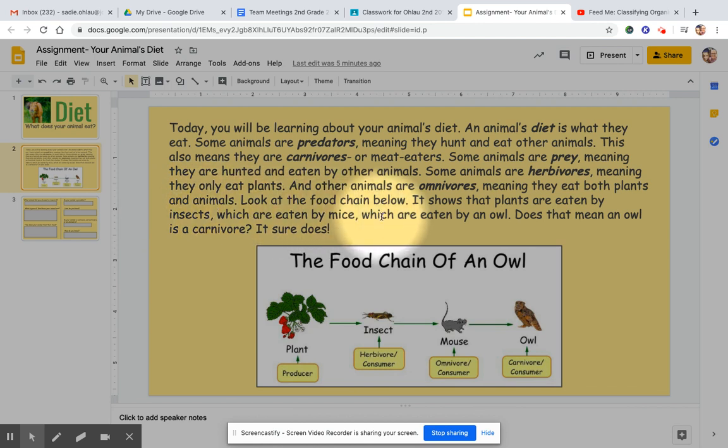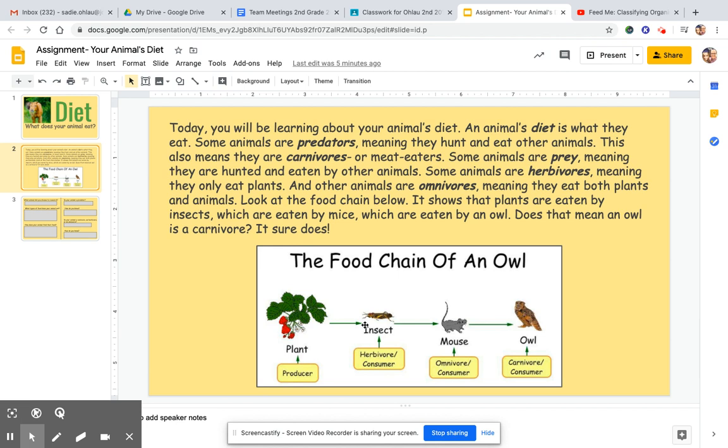And other animals are omnivores, meaning they eat both plants and animals. Look at the food chain below. It shows that plants are eaten by insects, which are eaten by mice, which are eaten by an owl. Does that mean an owl is a carnivore? It sure does.